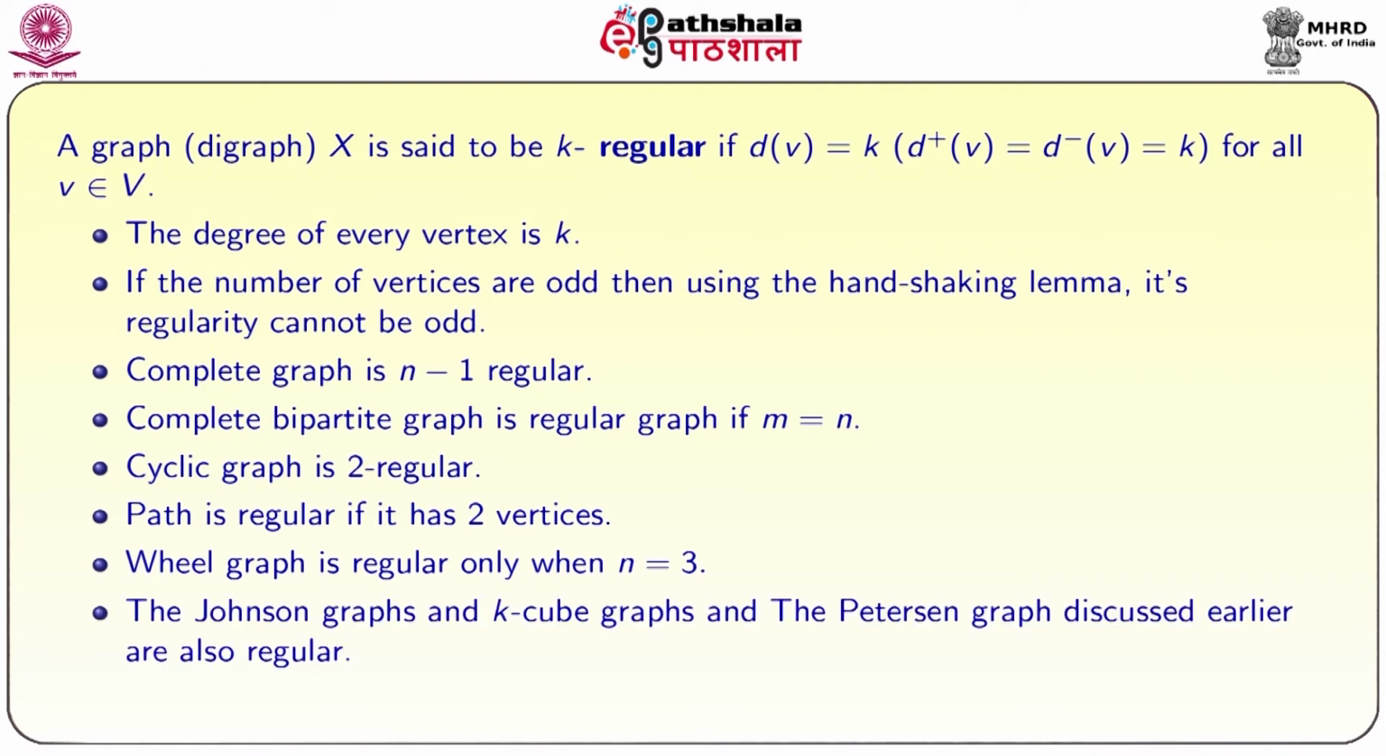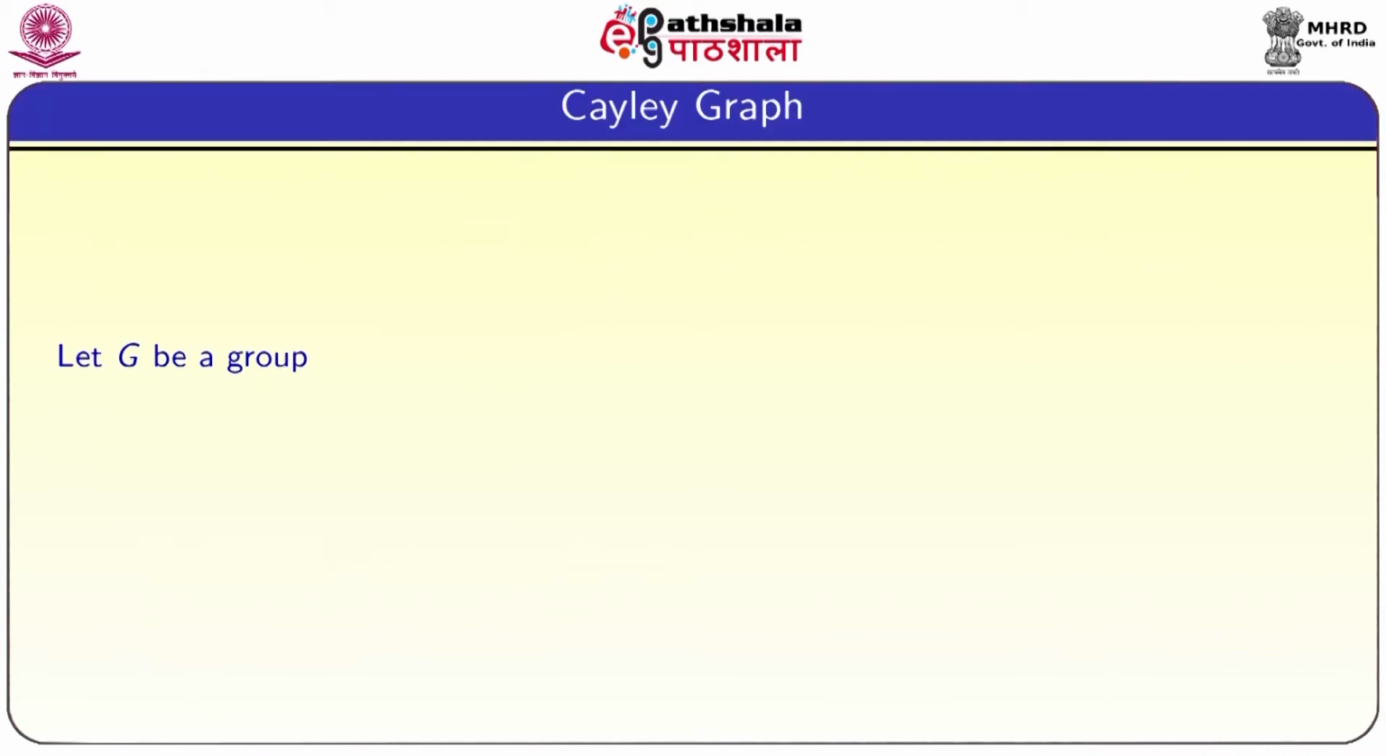The Johnson graphs, k-cube graphs and Petersen graphs, which we discussed in the first module, are also regular. One can refer to those and check whether they are really regular or not. So we have a lot of graphs which are regular, already defined earlier. So again recall, a regular graph means that the degree of each vertex is the same. One of the important regular graphs is the Cayley graph.